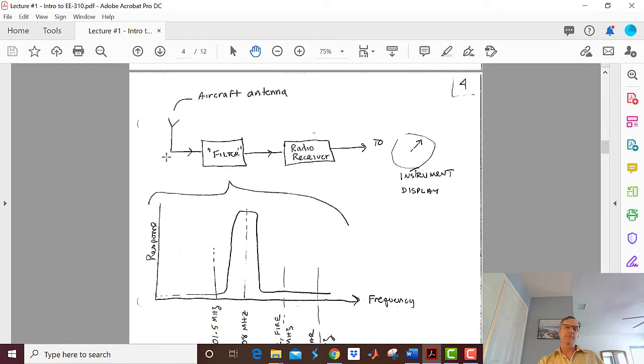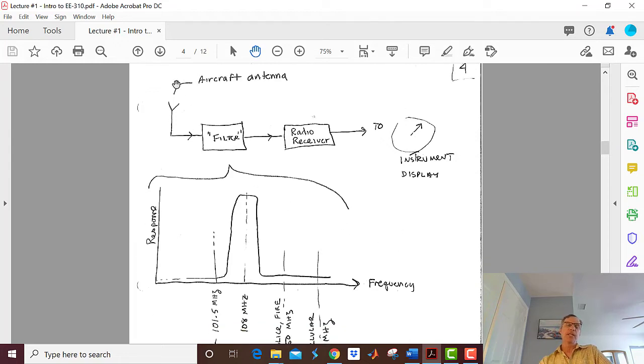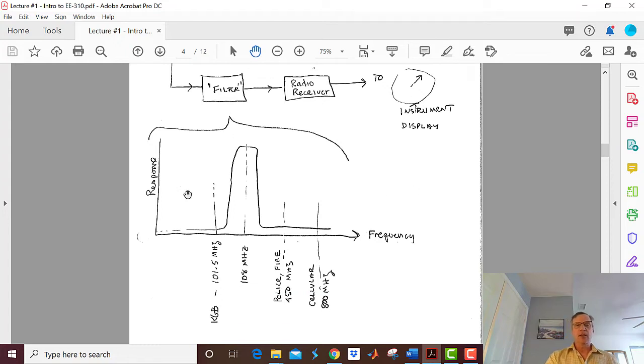Here's my aircraft antenna, and it's going to go through this thing called a filter. And then after it goes through the filter, it's going to go into the radio receiver. And then from the radio receiver, the navigation information will be extracted, and it'll go to the little instrument display that the pilot sees. So this is what is in the aircraft, and this filter is actually part of the navigation radio. I'm going to look at this filter in a little more detail.